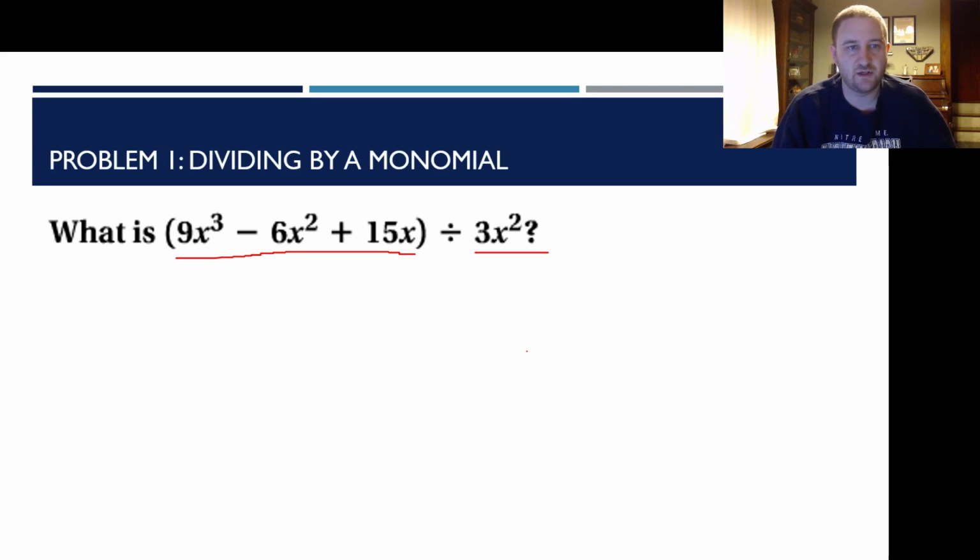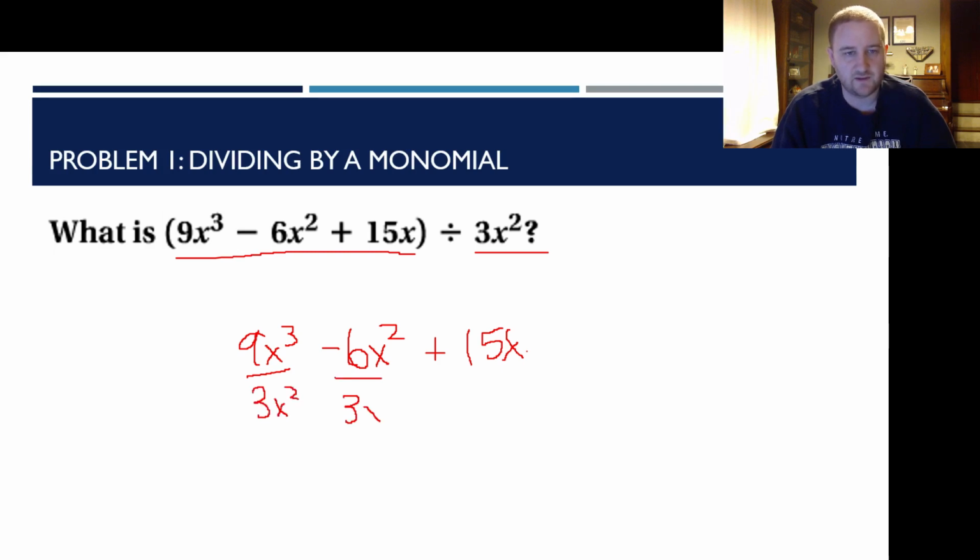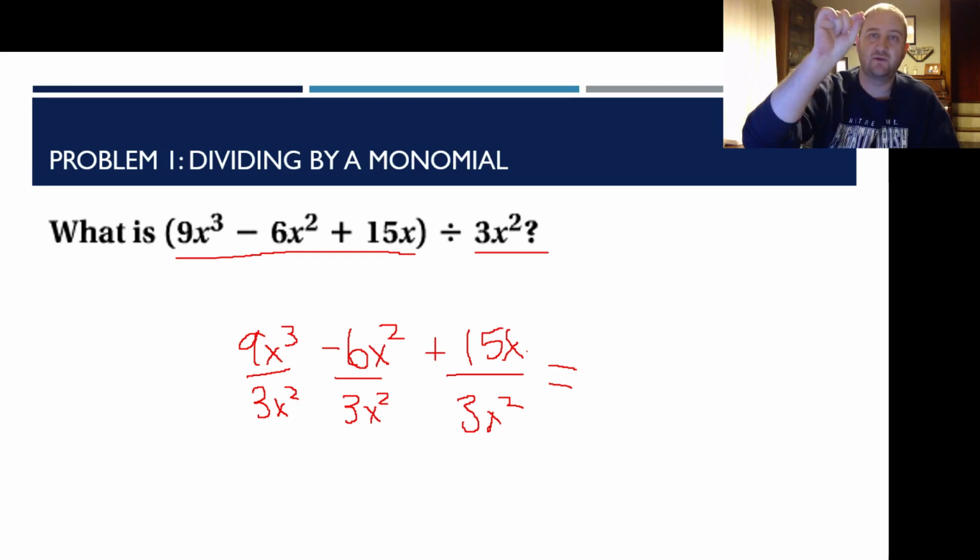So we've got 9x cubed minus 6x squared plus 15x, and then each of these terms are getting divided by 3x squared. So you could put this all over 3x squared, or you could just do each individual term divided by 3x squared, which is what I'm going to do. Now when we are dividing variables with exponents, remember, when you are dividing powers with the same base, you keep the base of x, but you subtract the exponent.